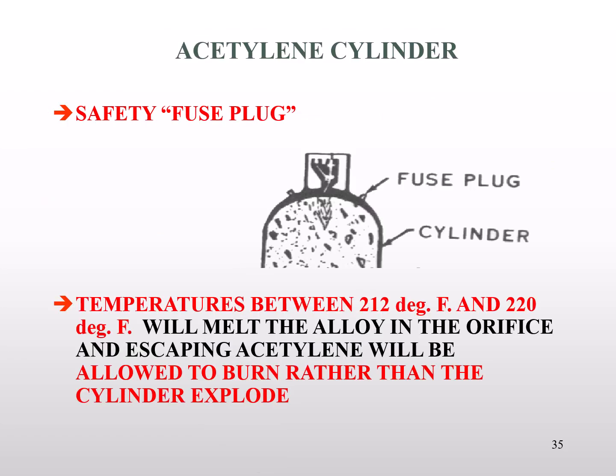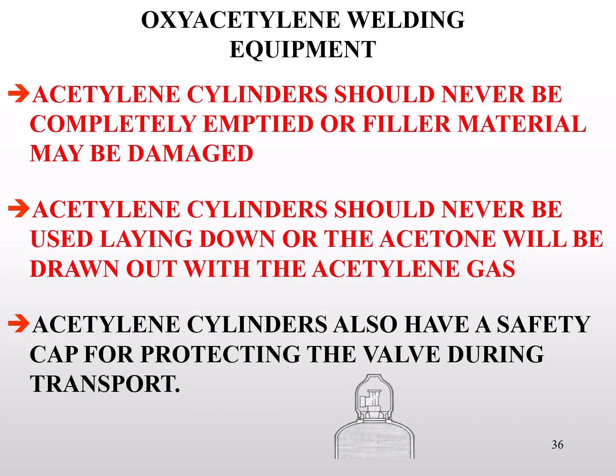The blowout plug typically will melt somewhere between 212 and 220 degrees. It allows the gas to escape and burn rather than explode the cylinder. Also, because acetylene is suspended in a liquid, you should never lay an acetylene bottle down to use the gas. You will end up burning the liquid out of the bottle, which will consume about 25 times more acetylene than is needed.